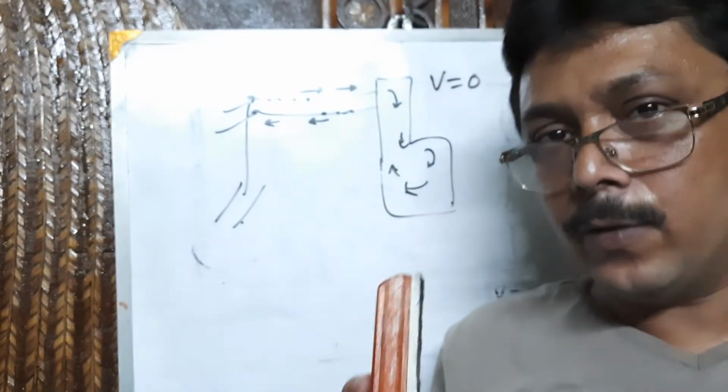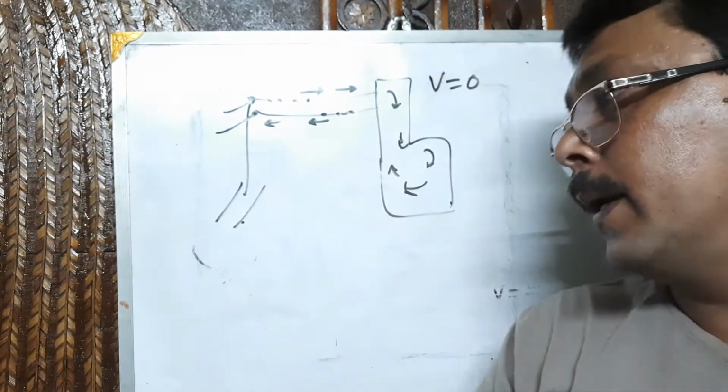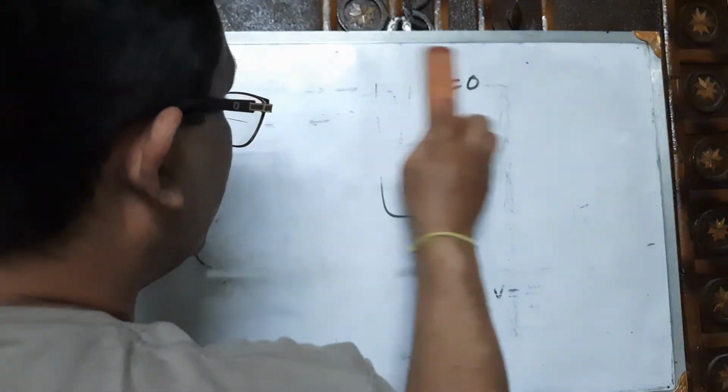Already we have discussed everything elaborately there. So you got some idea about what is current, what is voltage, isn't it? Okay. Now come to the point. What is the relation between this voltage and current?